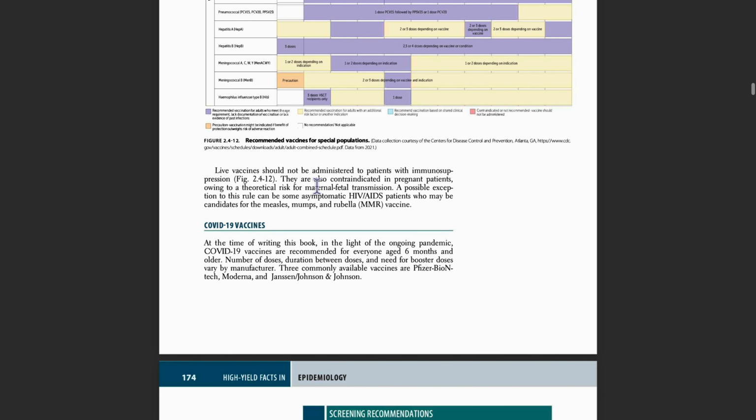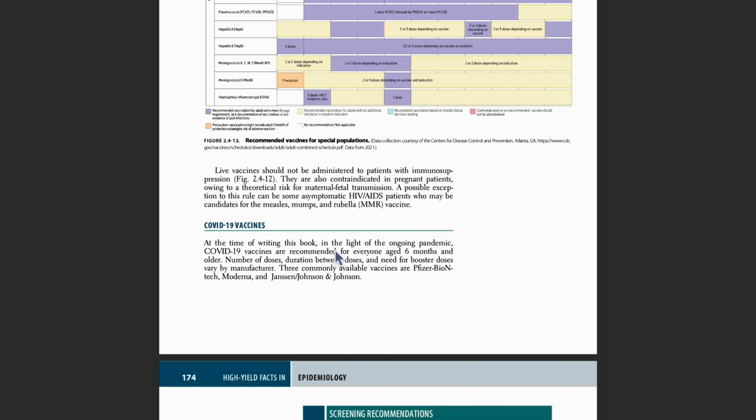Okay, so live vaccines should not be administered to patients with immunosuppression. They are also contraindicated in pregnant patients, owing to a theoretical risk for maternal-fetal transmission. A possible exception to this rule can be some asymptomatic HIV/AIDS patients who may be a candidate for the measles, mumps, and rubella vaccine.